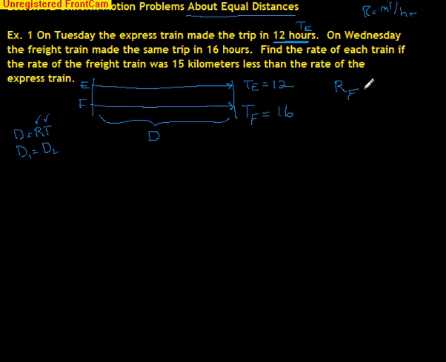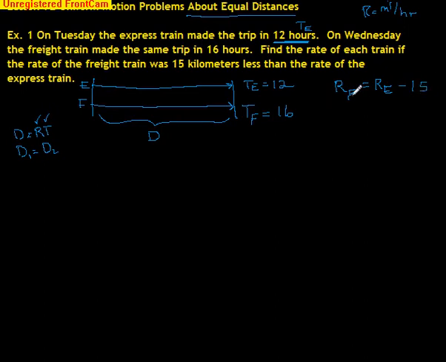The rate of the freight train was 15 less than the express train. So this one's going to be faster, right? So we can either do the freight train equals the rate of the express train plus 15, or, whoops, maybe I got that wrong. The rate of the freight train is the express train minus 15.